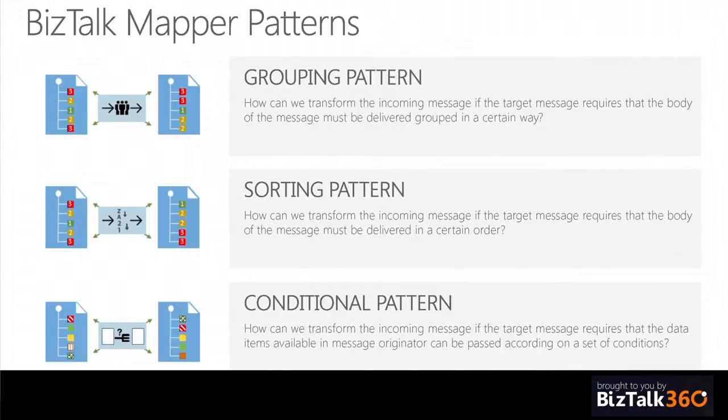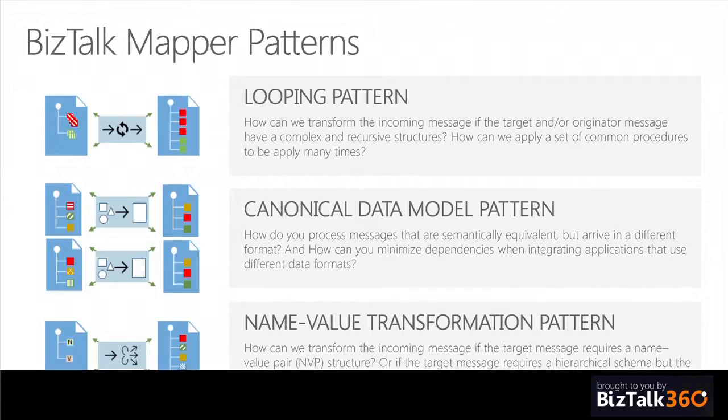Grouping and sorting. How can we do that in maps? Conditional pattern. How can we, based on some condition, translate the information? Looping patterns are also a problem, because using loopings inside the maps can create a lot of noise, okay? You need to be careful, inspect the file, and try to get the best approach, the best implementation. Canonical data model pattern is normally used in pipelines to transform different but similar messages to a canonical file, okay? And name value transformation pattern.